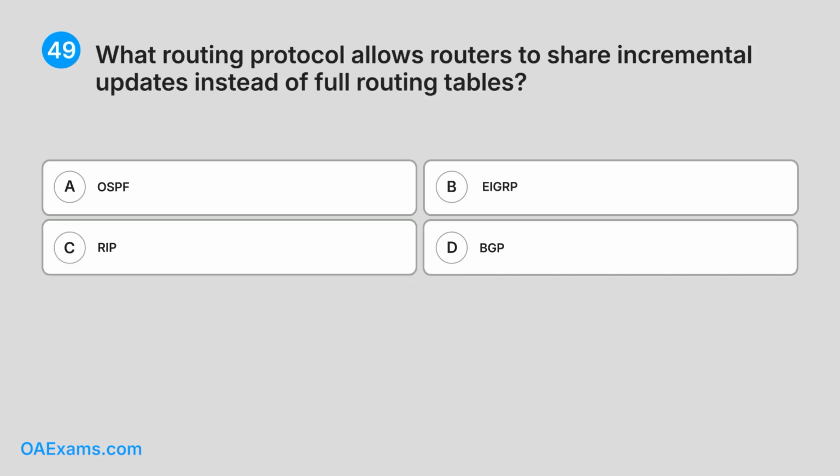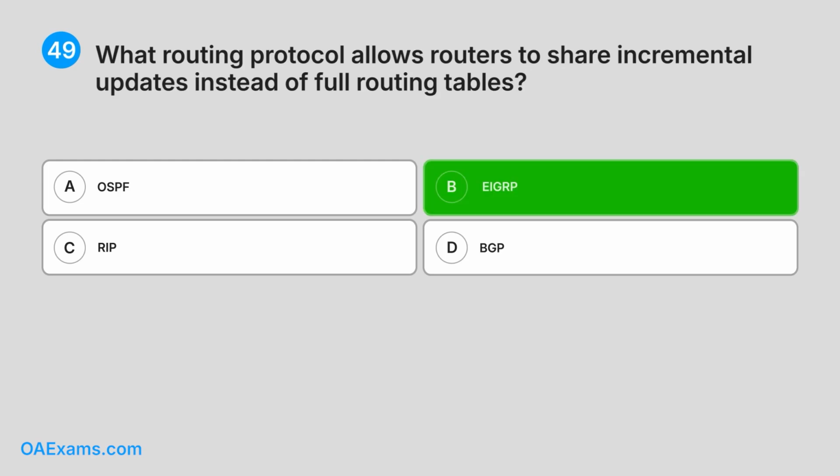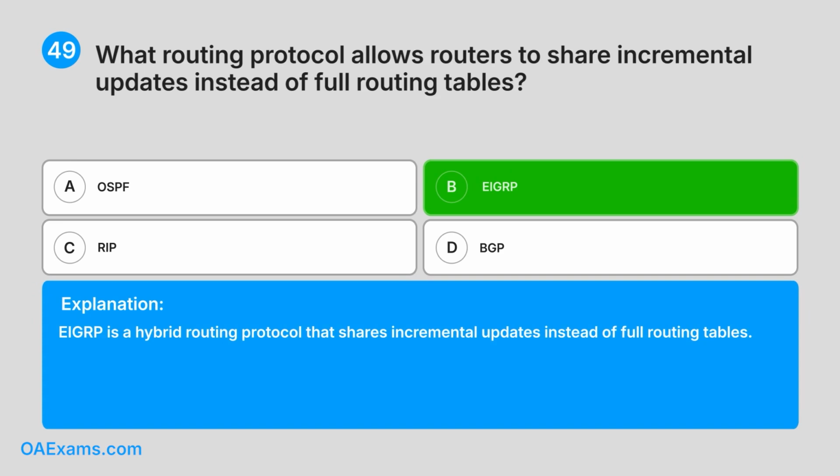49. What routing protocol allows routers to share incremental updates instead of full routing tables? A. OSPF. B. EIGRP. C. RIP. D. BGP. What do you think is the answer? Correct answer: B. EIGRP. Explanation: EIGRP is a hybrid routing protocol that shares incremental updates instead of full routing tables.